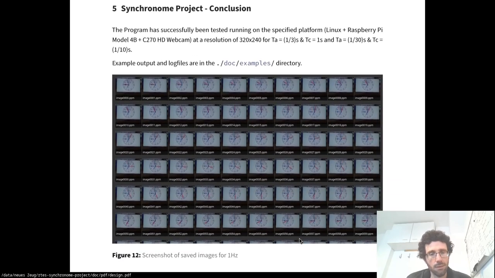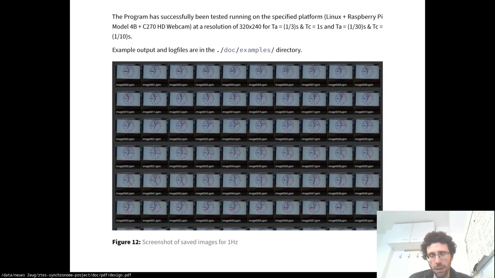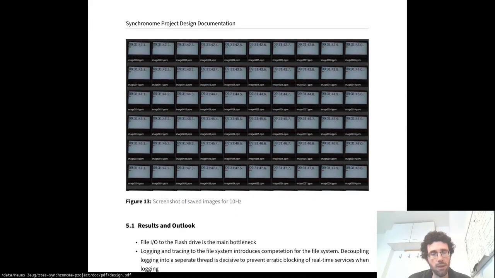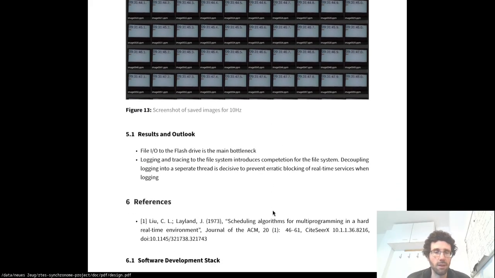In conclusion, the system has been shown to run successfully in case of the external clock being an analog clock running at 1 Hertz. And additionally, it has been shown to run successfully in case of the external clock being a stopwatch with a digital display and a 1/10 of a second digit. So that's the case of the external clock running at a tick of 10 Hertz.